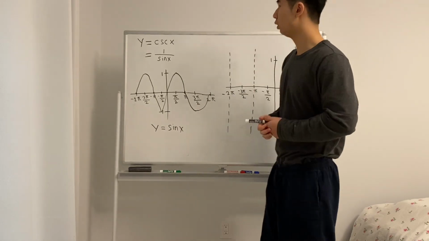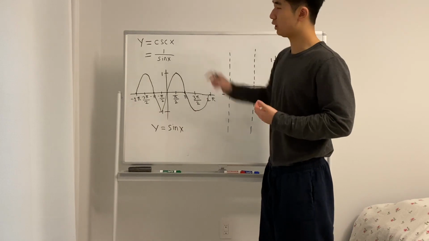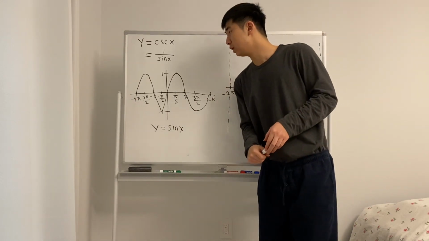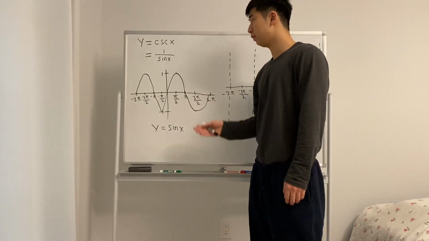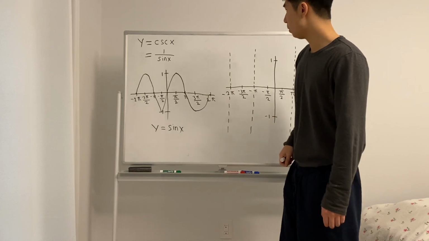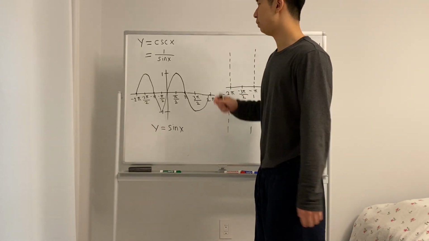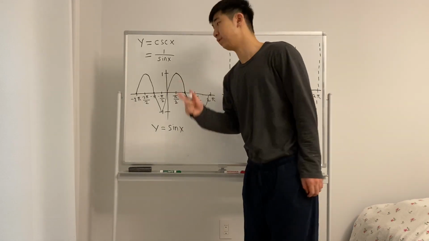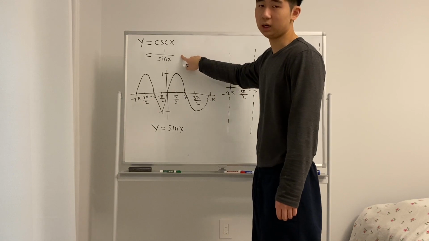Hello, so in this video I'm going to be showing how I graph the cosecant function. The way I'm going to do this is use the characteristics of the sine function to graph the cosecant function, because hopefully you do remember in grade 11 that the cosecant function is basically just the reciprocal of the sine function. So cosecant x is equal to 1 over sine x, right?